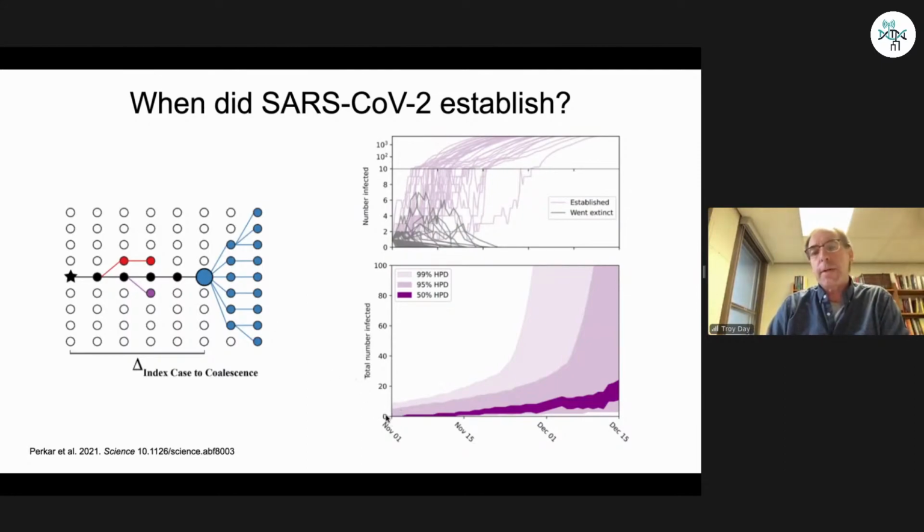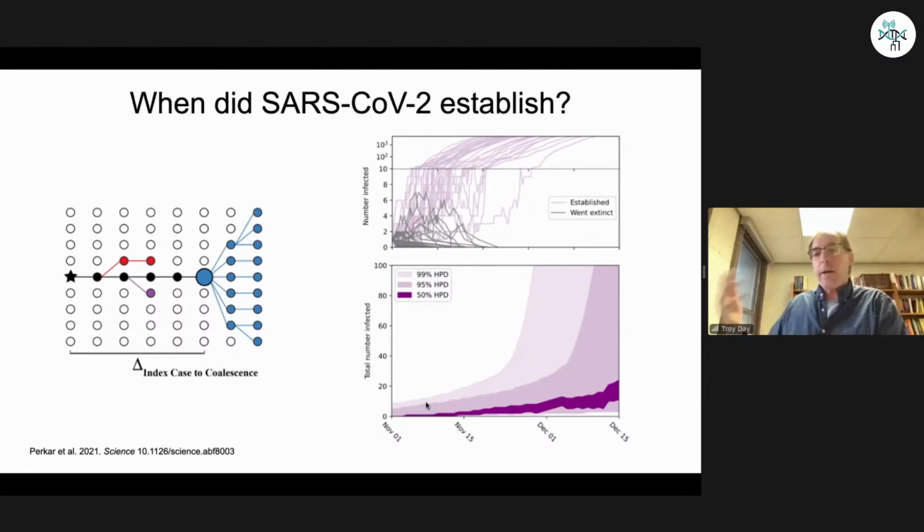Tying this into data on SARS-CoV-2, they were able to come up with a point estimate of the index patient's infection date around the beginning of November. Pretty big window of error around that, but it was a pretty robust analysis in terms of the different kinds of things they looked at. They also noted that the vast majority of these simulations that they ran resulted in extinction. So, in other words, the pandemic event that we're living through right now was by no means guaranteed.